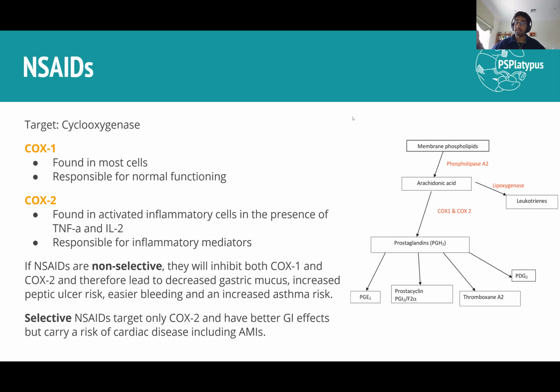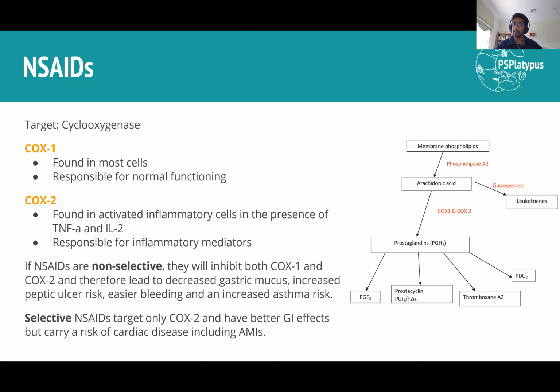So our SAIDs, they target phospholipase A2, so they prevent the transformation of phospholipids into arachidonic acid, which is our precursor material. COX-1 and COX-2, which we're about to talk about, convert arachidonic acid into prostaglandins. So SAIDs target the first one, NSAIDs target these two. The reason that we care about there being two types of cyclooxygenase specifically is because they do different things. And one is the good one and one is the bad one.